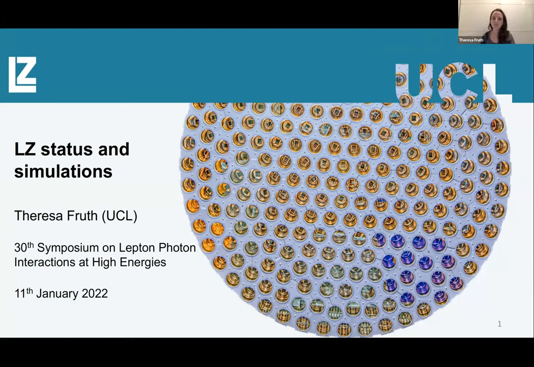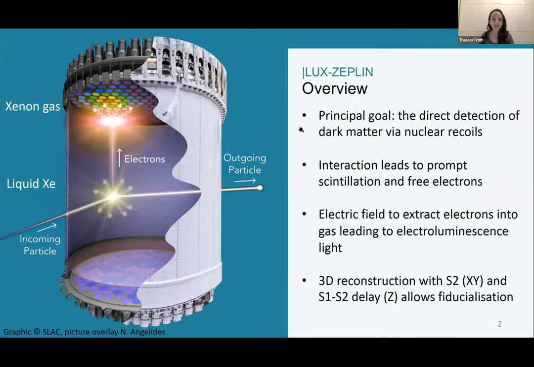So my name's Teresa. I'm a postdoc at UCL, and today I'll give an update on LZ. LZ, or LUX-ZEPLIN, is a direct detection search for dark matter, and we're looking for the interaction of dark matter via nuclear recoils in our target medium, which is xenon. If this incoming particle interacts via nuclear recoil, we expect to see scintillation light, and we get ionization electrons as well.